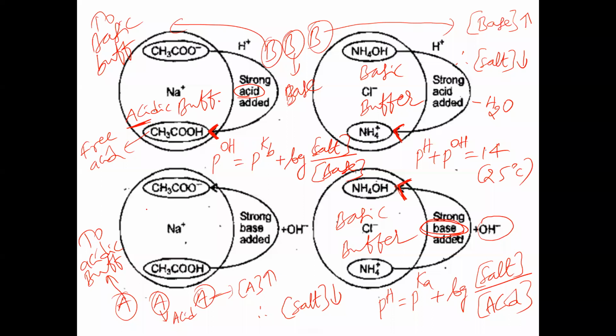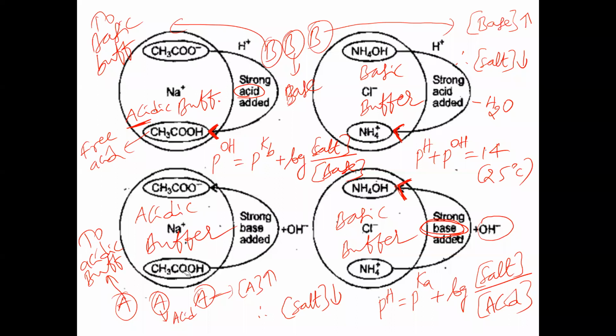And take the last one here. It is an acidic buffer because CH3COOH is a weak acid and sodium acetate is its salt. It is an example of an acidic buffer. In this acidic buffer, the weak acid is there and its salt is there. To this acidic buffer, a strong base is added here. A strong base indicates OH minus. The strong base will produce OH minus.